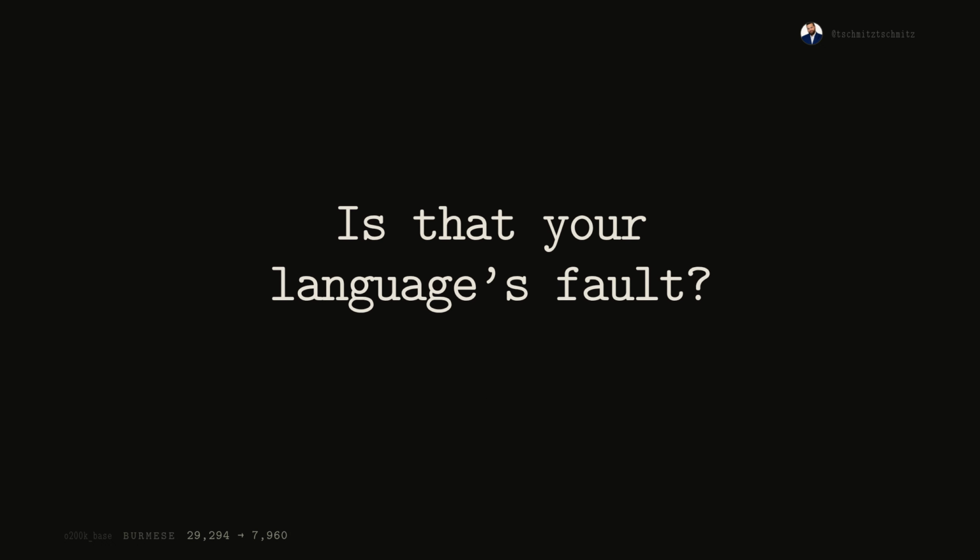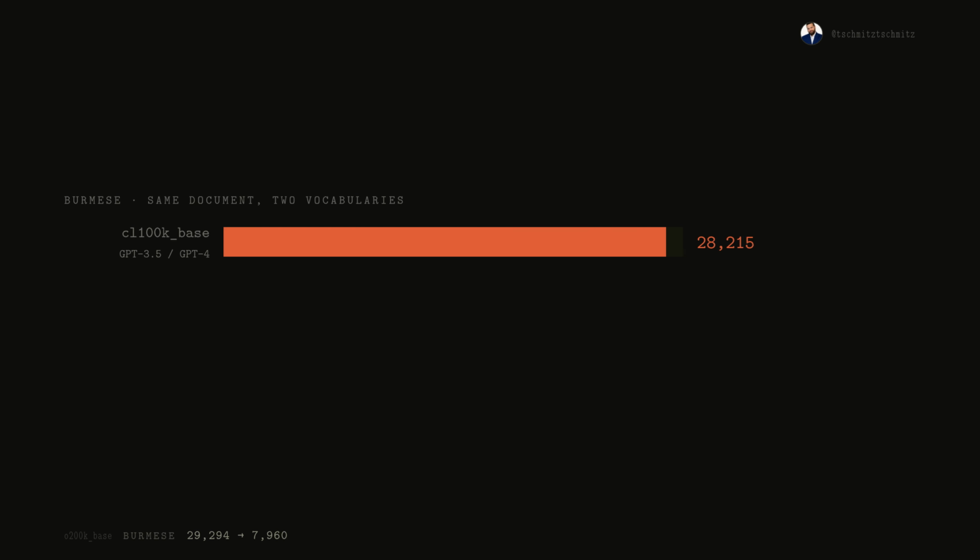Which brings the obvious question. Is that your language's fault? Here's the same measurement run with the older vocabulary, the one behind GPT 3.5 and the first GPT-4. Burmese cost 29,000 tokens there. In the newer list, 7,960. Nothing about Burmese changed. Somebody simply added Burmese to the list. Your bill fell by a factor of 4.